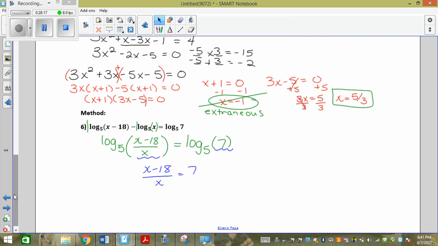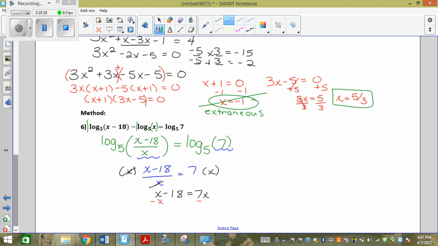And we do the same thing we did before. Multiply by x. X minus 18 equals 7x. This one's nicer than the last one because it's not a quadratic. I can just subtract the x over, and I get negative 18 equals 6x. Divide by 6. X equals negative 3.